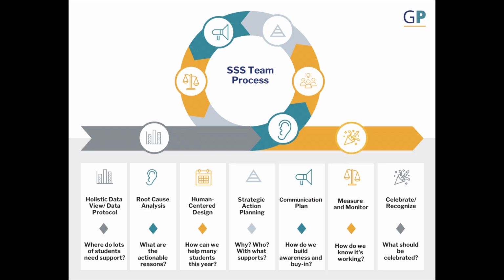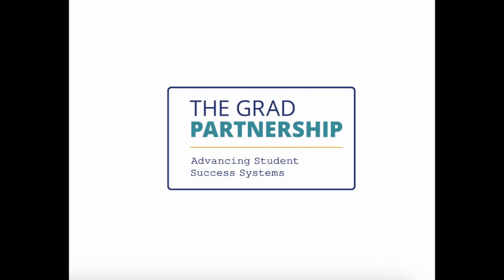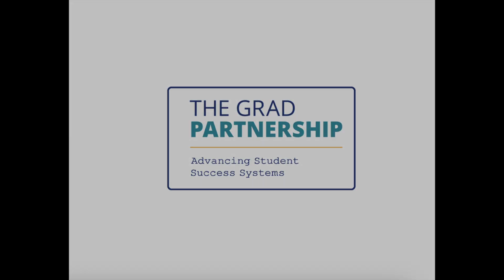This process does not happen overnight, so be patient. It is not linear, so be flexible. As teams establish themselves and do the work, they build supportive relationships and strengthen student-centered mindsets. Remember, the best student success system is the one that teams co-create in their schools.